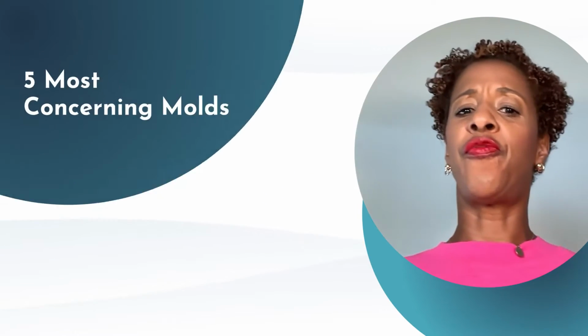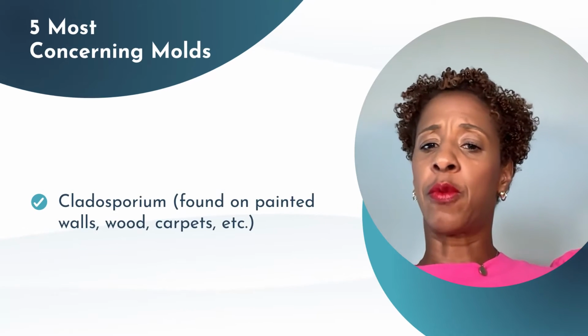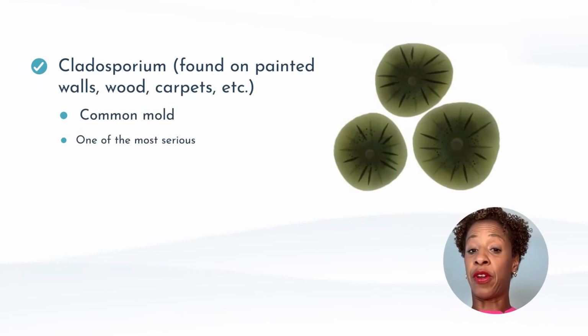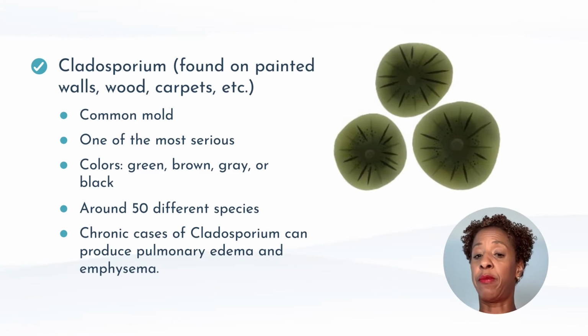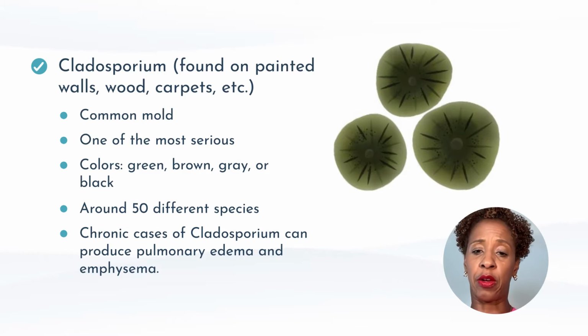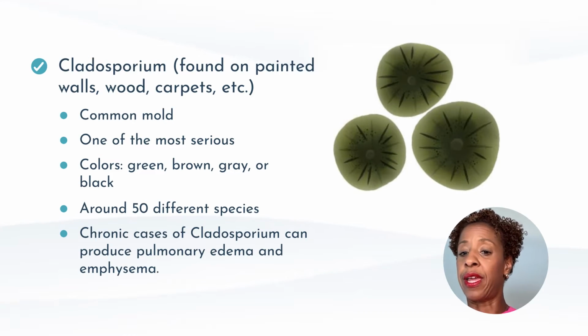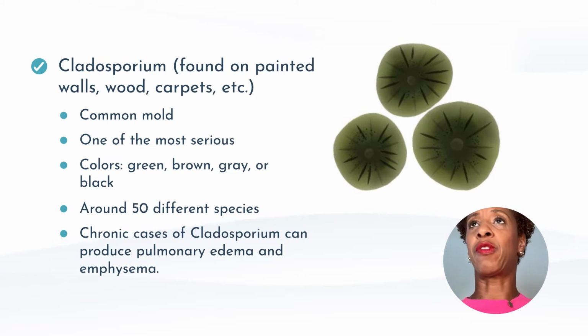So what are 5 more concerning molds that we know about? There's cladosporium, which is found on painted walls, woods, and carpets. It's a very common mold. It's one of the more serious ones. It can have a green, brown, gray, or black color. There are 50 species that have been identified to date. And chronic cases of this mold can produce pulmonary issues, lung issues that could be fluid in the lungs and emphysema. Now, again, I want to dispel some of the fear.